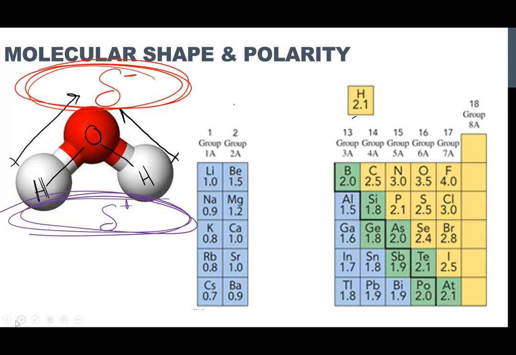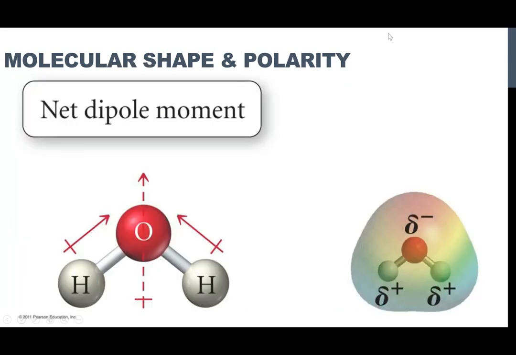So is water a polar molecule? Absolutely it is. There is what we call a net dipole moment going from the bottom of the molecule up through the top. And we see the same thing here: electron rich on the top, electron poor on the bottom.